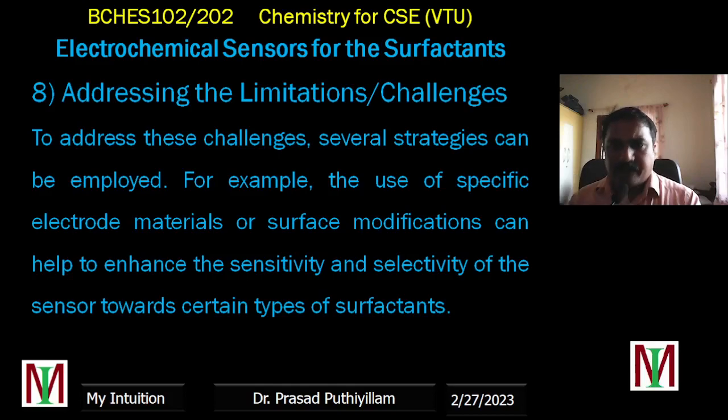You have to identify a material which is used to make the electrode. It should be very specific and have high sensitivity towards a particular surfactant, then it will work. Or we should have some surface modification on the electrode. Surface modification means some chemical modification, adding some functional group like a thiol or amine group or others which are very sensitive and will easily detect the movement of ions or charges present in the solution. Then the sensitivity and the selectivity can be enhanced.